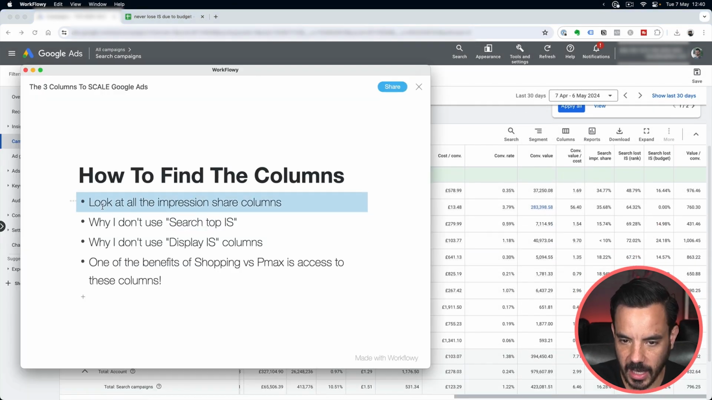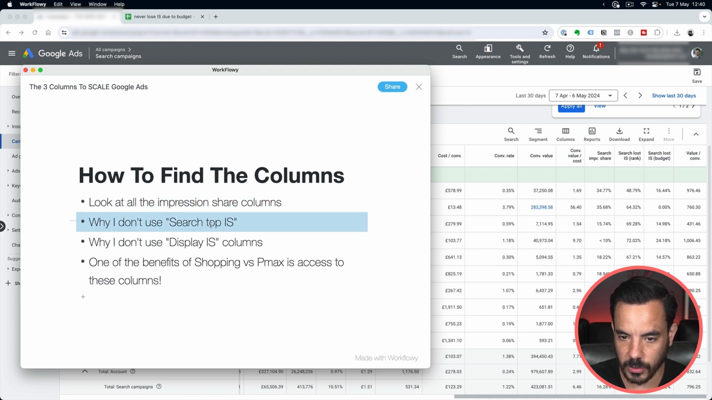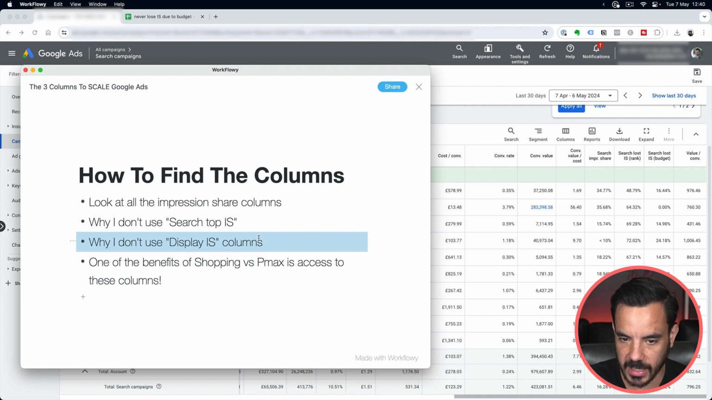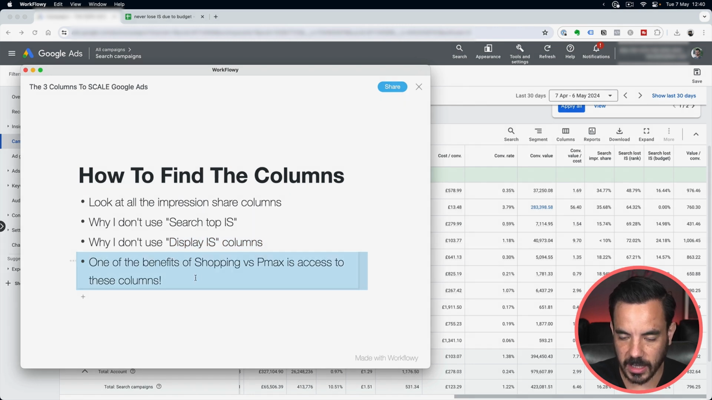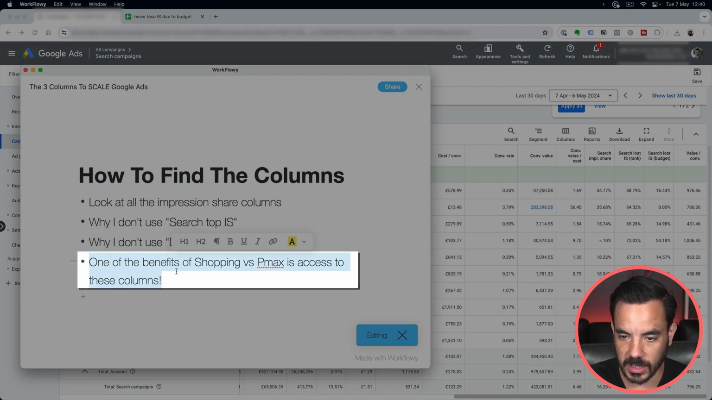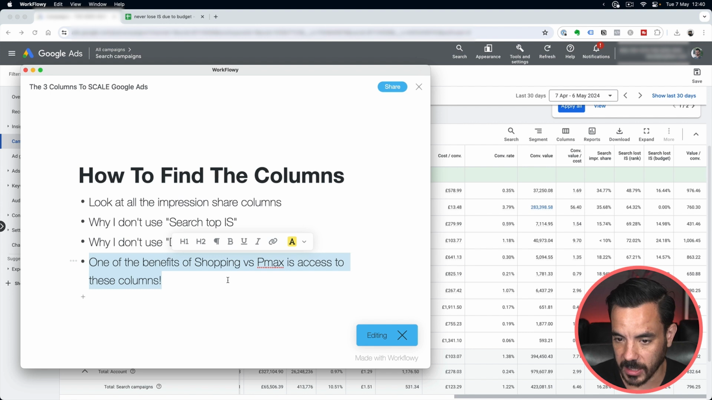Okay, so we have looked at the impression share columns, and I've told you why I don't use top impression share. I've covered why I don't use display. Just don't recommend it. And yeah, one thing I wanted to note is that these impression share columns aren't available for Performance Max. It's only for shopping ads. We will cover Performance Max in a moment, but you know, there's pros and cons. If you're e-commerce, there's pros and cons to using standard shopping or Performance Max, and there's no sort of one answer that always works.